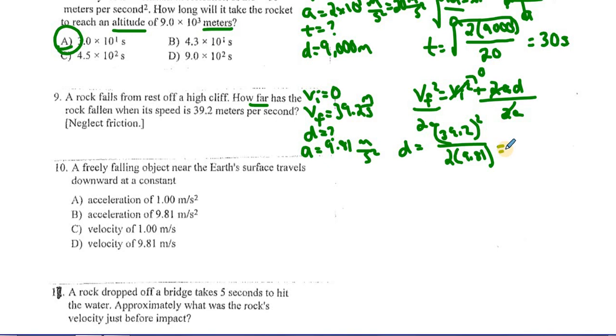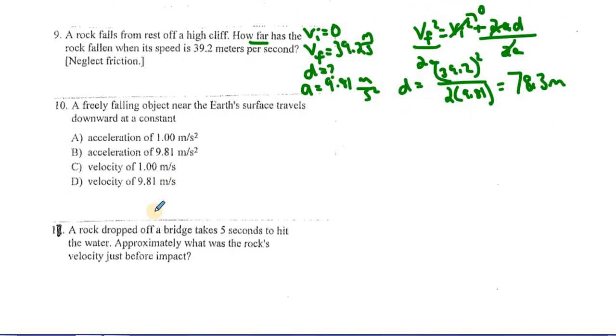I actually don't have this solved for, so give me just 2 seconds to throw this into my calculator. So 39.2 squared divided by... okay, I got a height of 78.3 meters. Okay. All right, number 10.